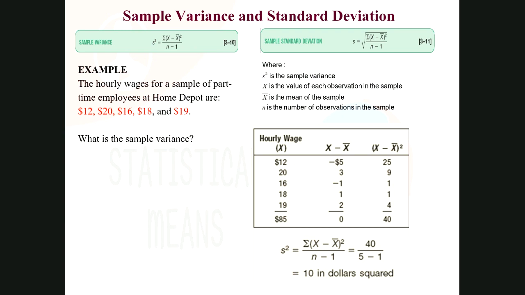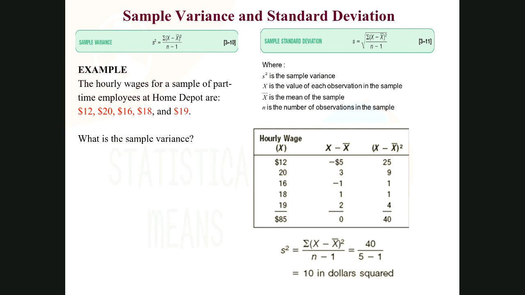Okay, another couple of examples. We have the sample variance and the standard deviation. The hourly wages for a sample of part-time employees at Home Depot are $12, $20, $16, $18, and $19. What is the sample variance? So here are the wages. Here are the wages minus the mean. And then the squared differences sum to 40.